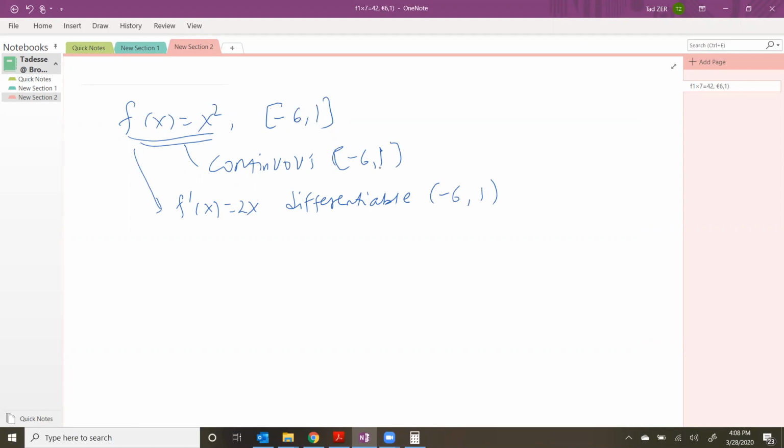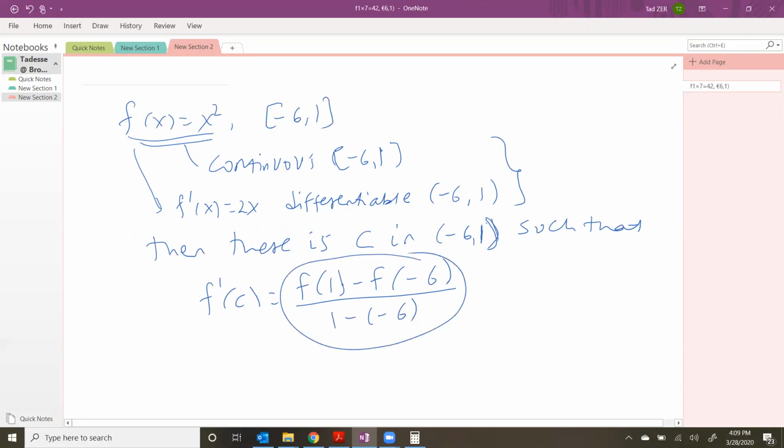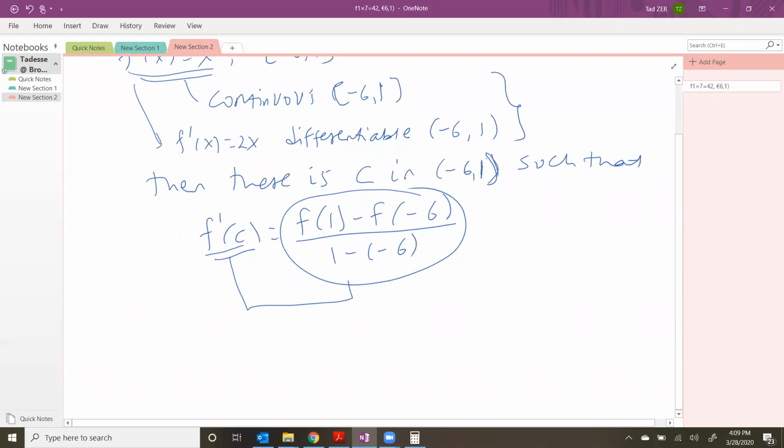And the mean value theorem says that with these conditions, there is a number c between negative 6 and 1 such that the derivative at c equals the value of the function at 1 minus the value of the function at negative 6, divided by 1 minus negative 6. This side is nothing but the slope of the secant line. This part is nothing but the slope of the tangent line. So in short, it's saying that the tangent line and the secant line, which pass through negative 6, f of negative 6 and 1, f of 1, are parallel. That's what it means. So we know it exists because continuous and differentiable is true.